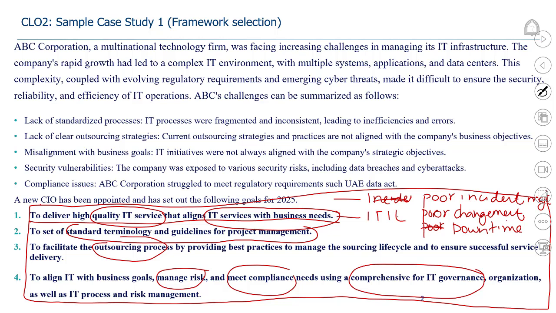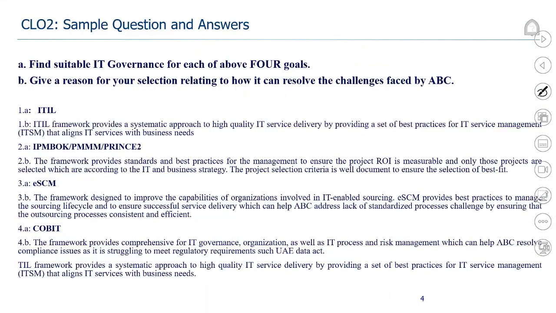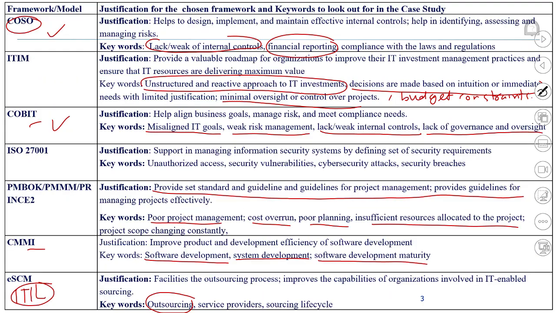So ITIL, those are some of the other indicators that tell you that we need ITIL, okay? Set of standard terminology and guidelines for project management. If you go back to here, it basically means we can choose one of those frameworks. It doesn't matter whether it is PMBOK, PMI, but it is something for project management. It's addressing project management, okay?